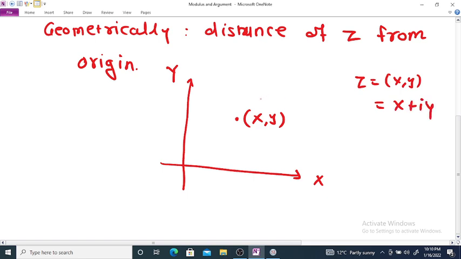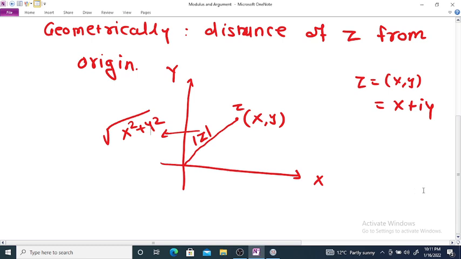So x is the real part of the complex number and y is the imaginary part of the complex number. So here this is equal to mod z, which is nothing but the under root of x square plus y square. This is equal to mod z, which is the square root of x square plus y square.